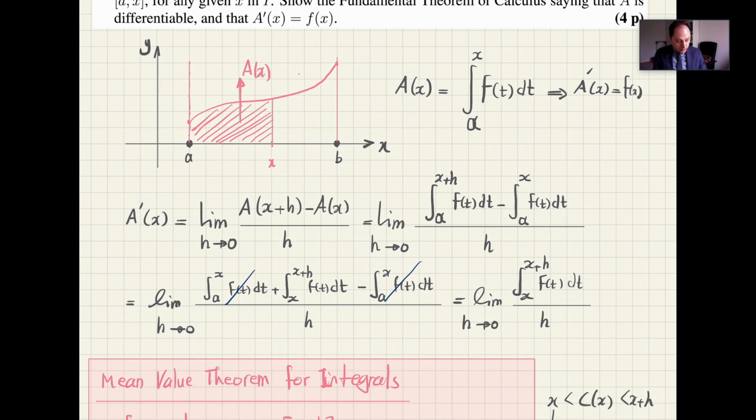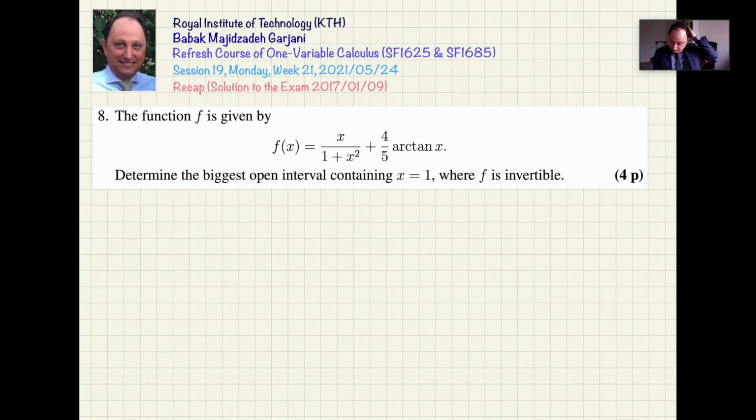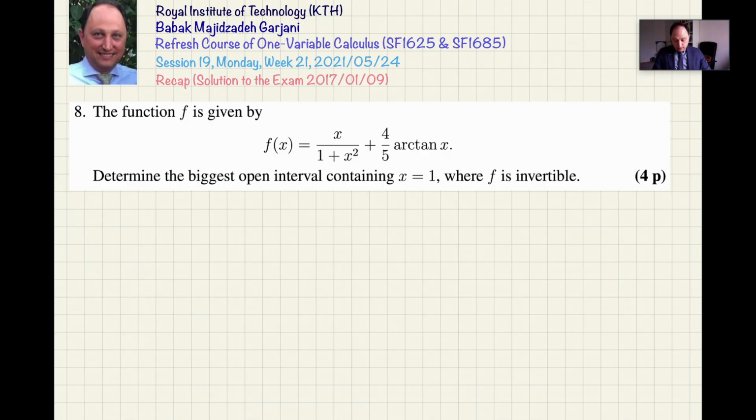Okay, so now let us go to the next problem. Number 8. The function f is given by this. Determine the biggest open interval containing 1 where f is invertible.